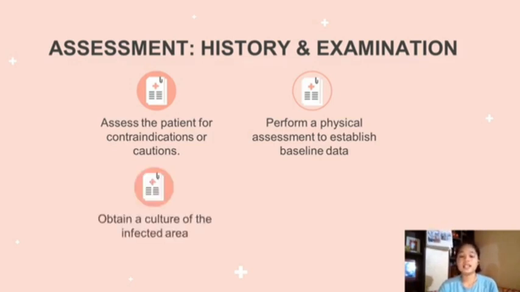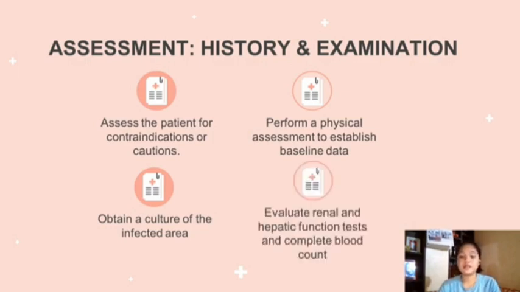Third one is to obtain a culture of the infected area to make an accurate determination of the type and responsiveness of the fungus. Next is to evaluate renal and hepatic function tests and the complete blood count to determine the function of these organs and to assess for possible toxicity.